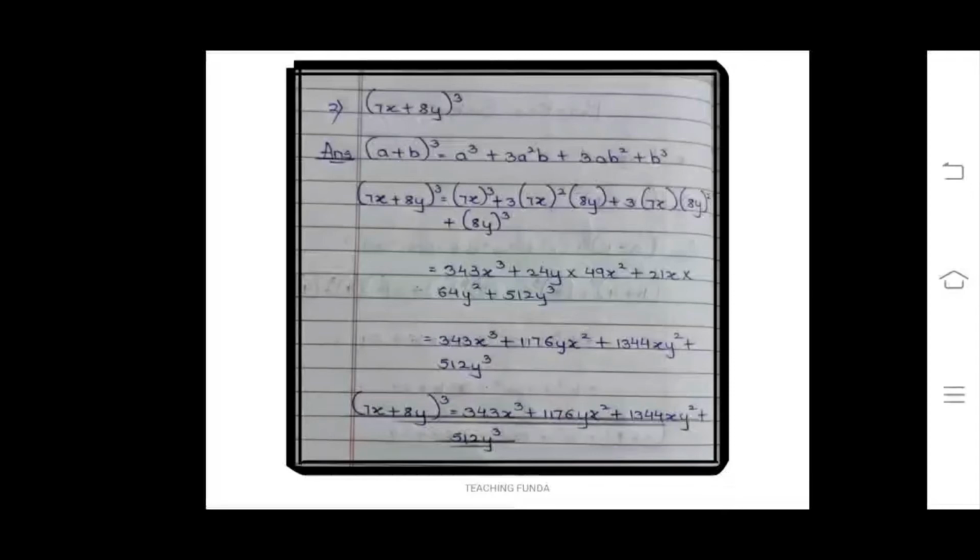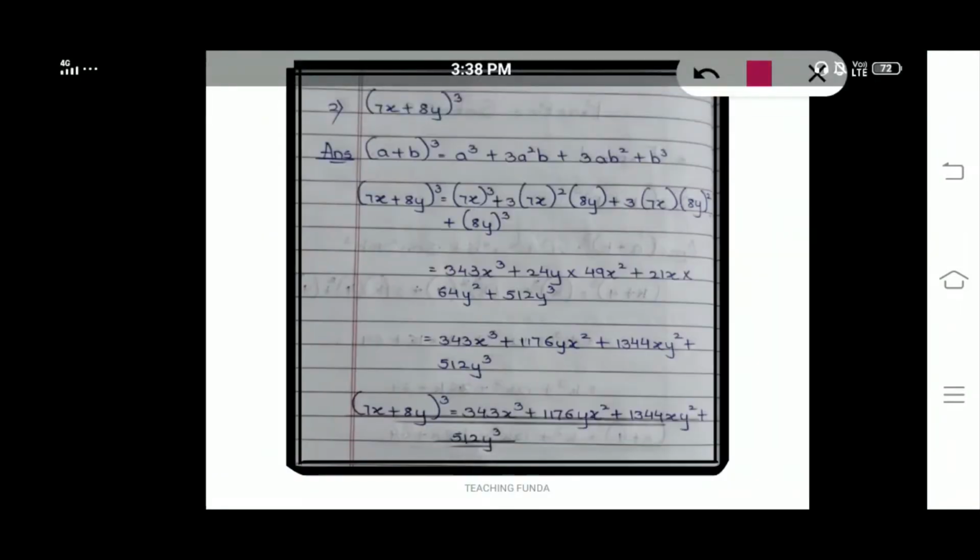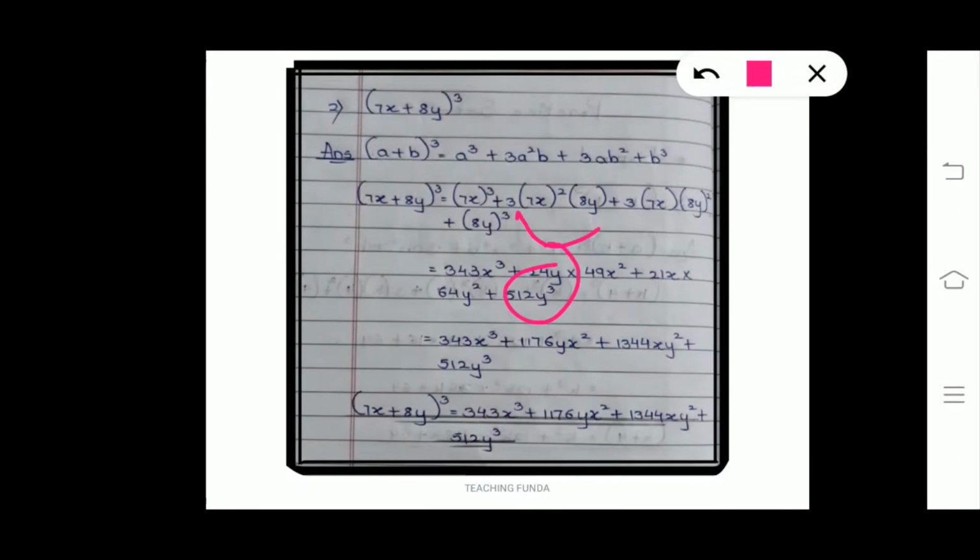8, 3 8s are 24. Here I have written 24 into 4. 7 square is what? 49 x square, plus 7 3s are 21. Here 7 3s are 21, plus 8 square is what? x square you have to write, 8 y square. 8y square is what? 64 y square, plus 8 cube is 512 y cube.